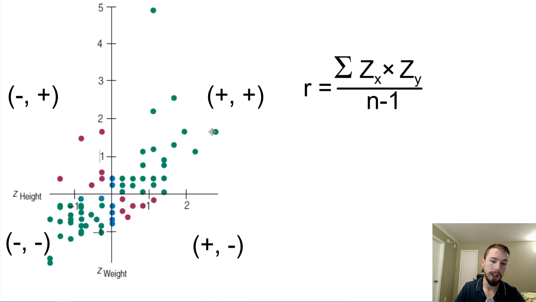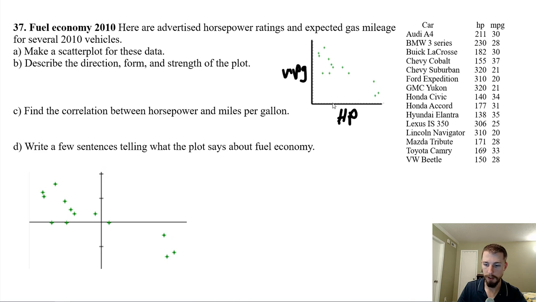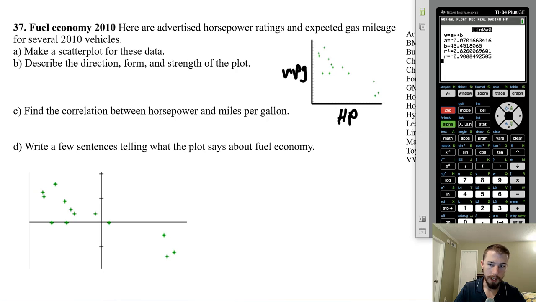And then once we get from there, we can multiply the z-scores, take the sum of the products of the z-scores, and then divide that by n-1. All the points in the first quadrant would have positive products, the ones in the third quadrant would be positive as well, and the second and fourth would be negative. So let's go ahead and put that in the calculator and find out how we would do that.